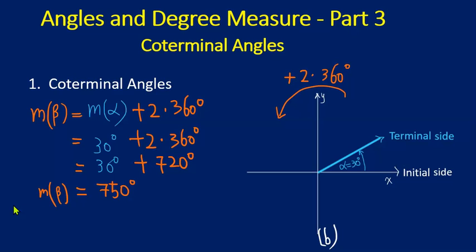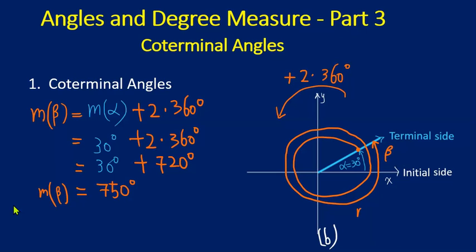Let's also use the drawing to figure out the measure of beta. So we're going to be rotating the terminal side 2 full circles in the counterclockwise direction. So let's start from anywhere. I'm going to just pick this spot. So let's rotate 1 full circle, continue another full circle, and back to the terminal side. Let's call this beta. So the measure of beta is equal to, we started from the terminal side of 30 degrees, so we need to add 30 degrees.